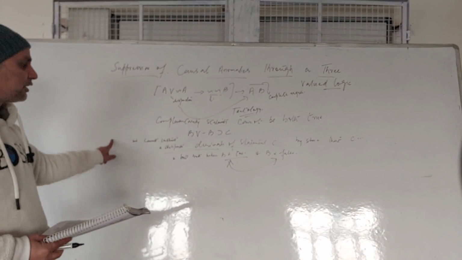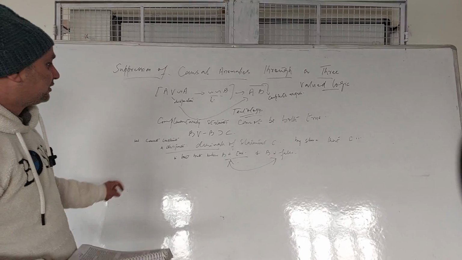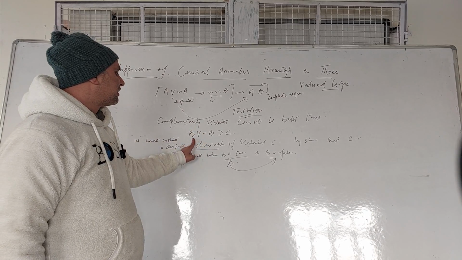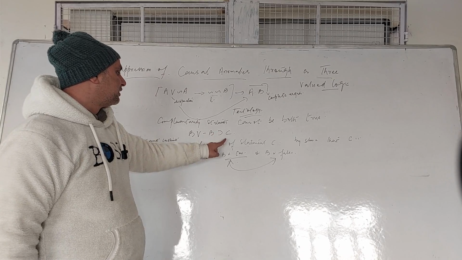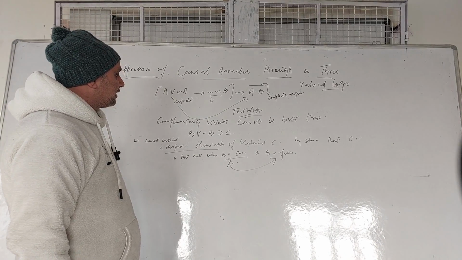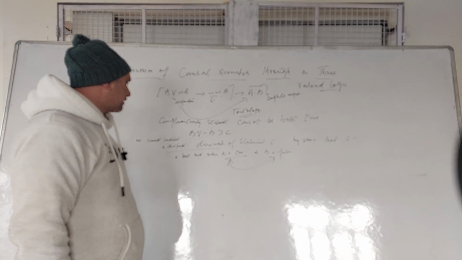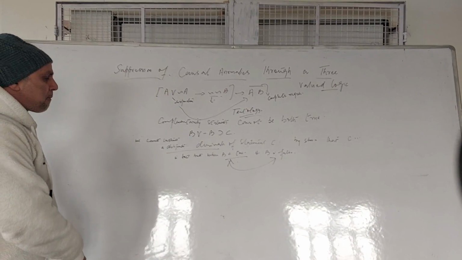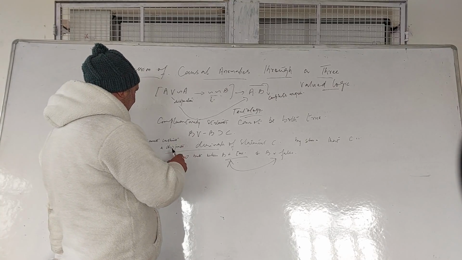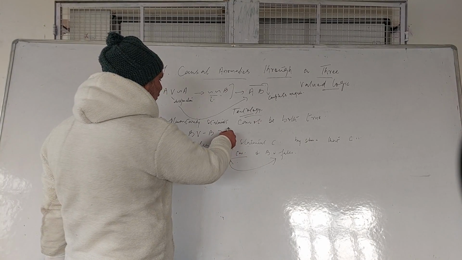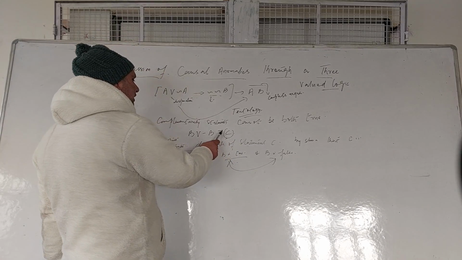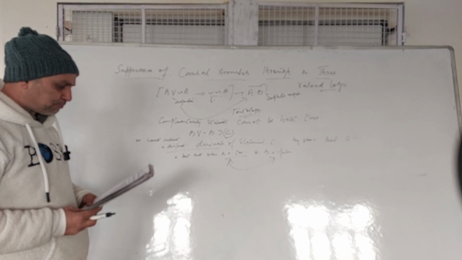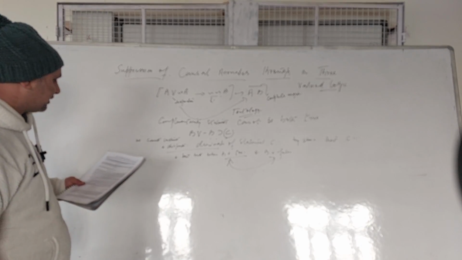So we cannot construct a disjunctive derivation. B disjunction of minus B, B disjunction of something which is not B, implies C. So you cannot construct a derivation of a statement C by taking B and not B simultaneously. So this is it.